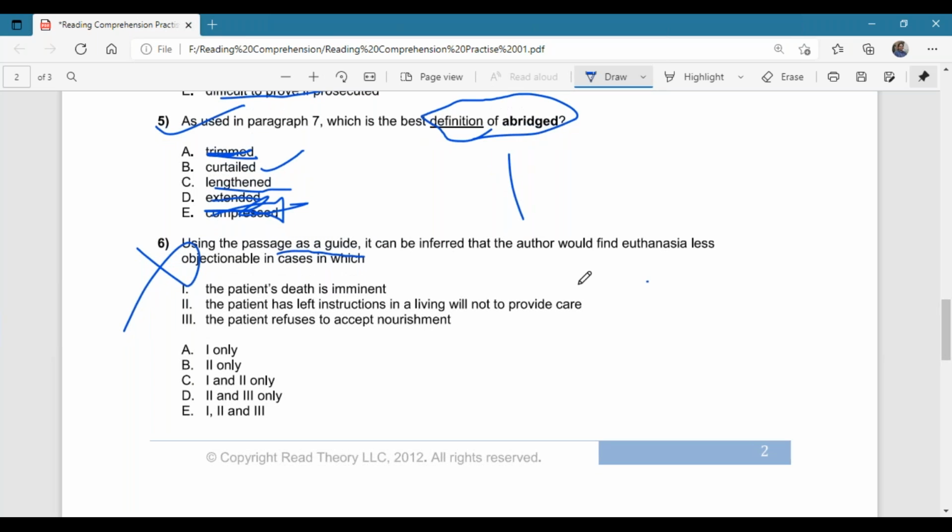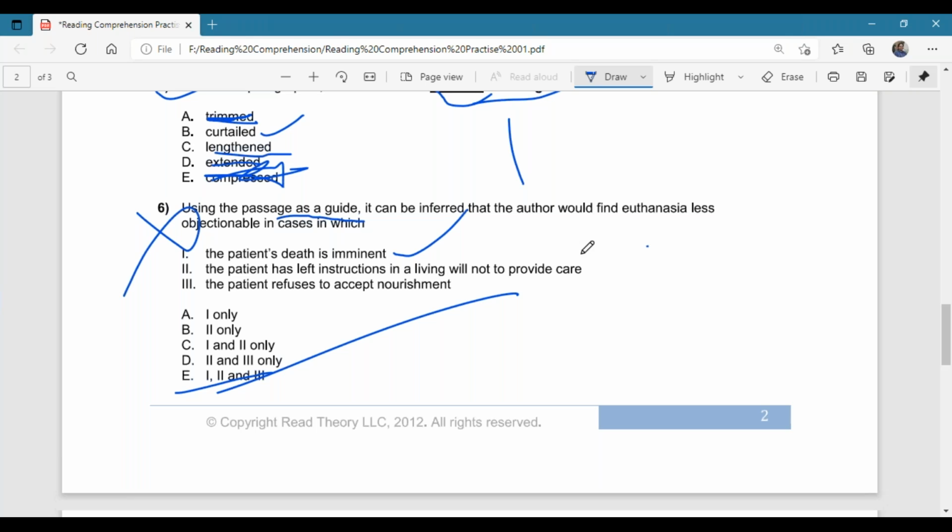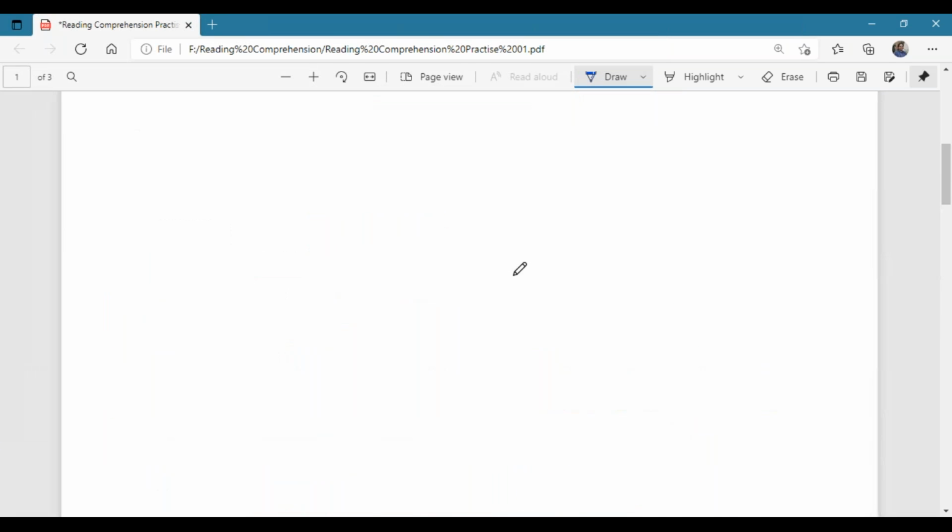Okay. Now identify the answer for question number 6. Using the passage as a guide, it can be inferred that the author would find euthanasia less objectionable in cases in which... See here, actually the option is all the three. E is the right option, because the patient's death is imminent. When the patient's death is declared for sure, maybe within a few days he's going to die, there is no other option, then it is okay. And the patient has left instructions and a will not to provide care, and the patient refuses to accept nourishment. So these three are correct if you go back to the passages.